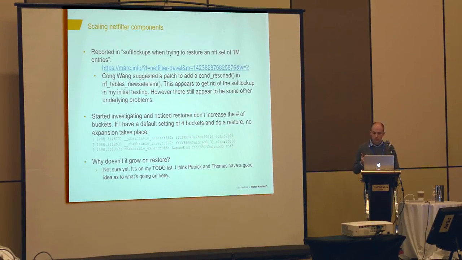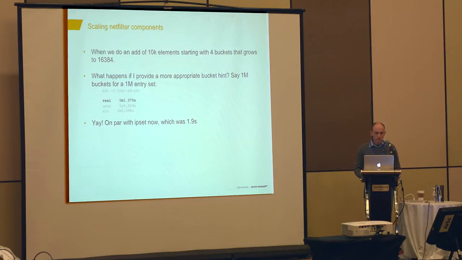Yeah, sure. I'll get to that patch with the expansion problem in just a second. So I wanted to understand, for the underlying hash tables, if we start at 4 buckets and do an NFT add, one element at a time, how large does the table grow to? It gets to 16,000 elements there.